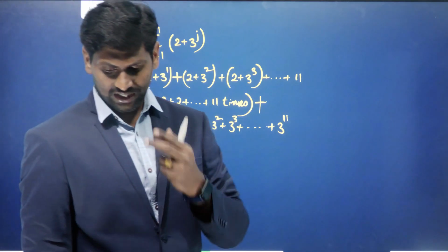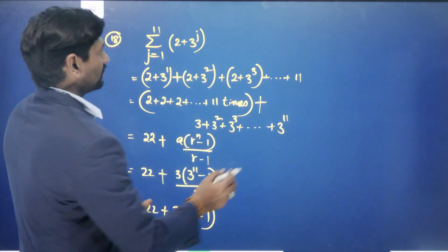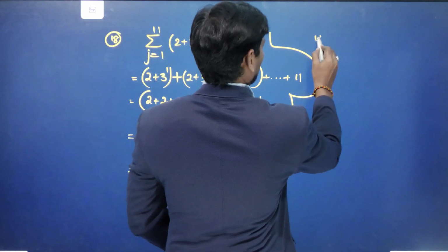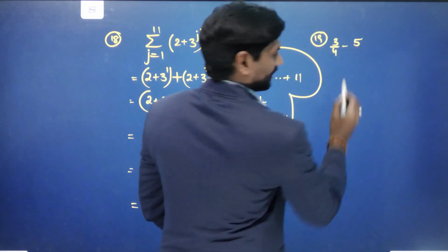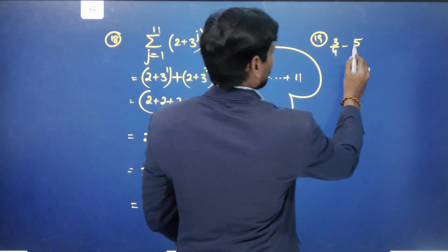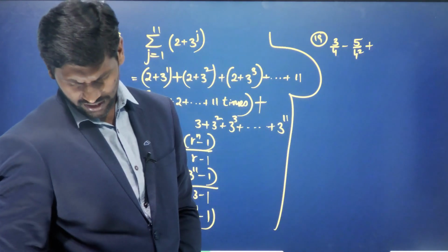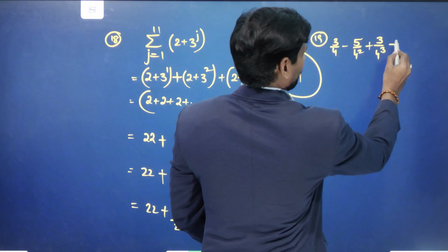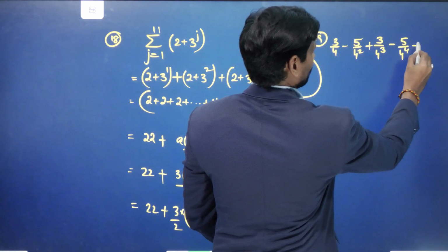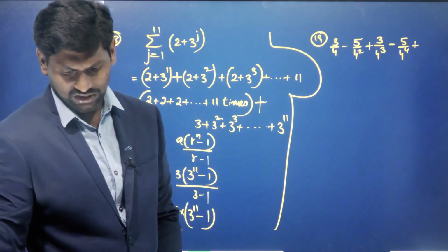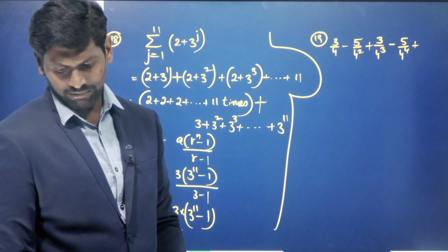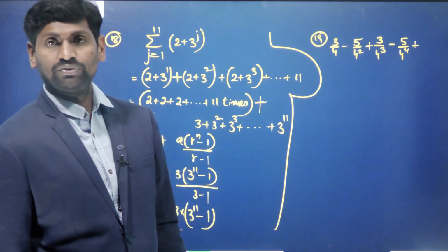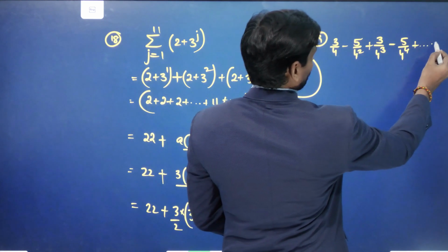19th question. If the sum of infinity terms of the series 3 by 4 minus 5 by 4 square plus 3 by 4 cube minus 5 by 4 power 4 plus and so on equals k, that means the sum of infinite terms is equal to k. We need to find the value of 15k.